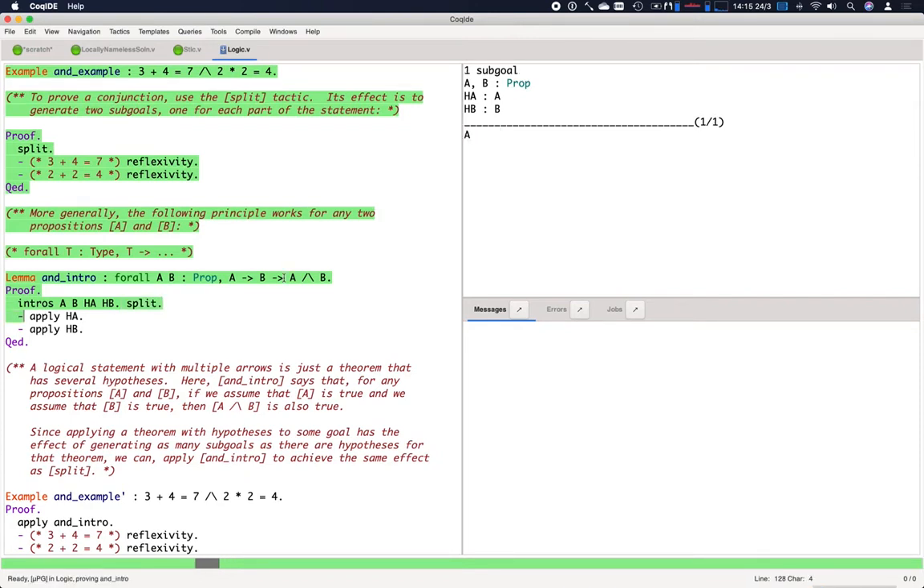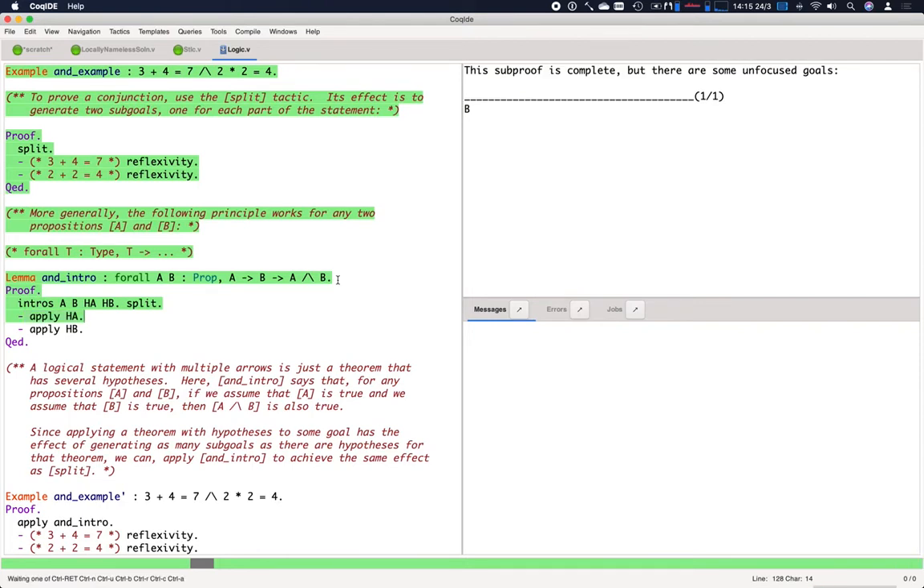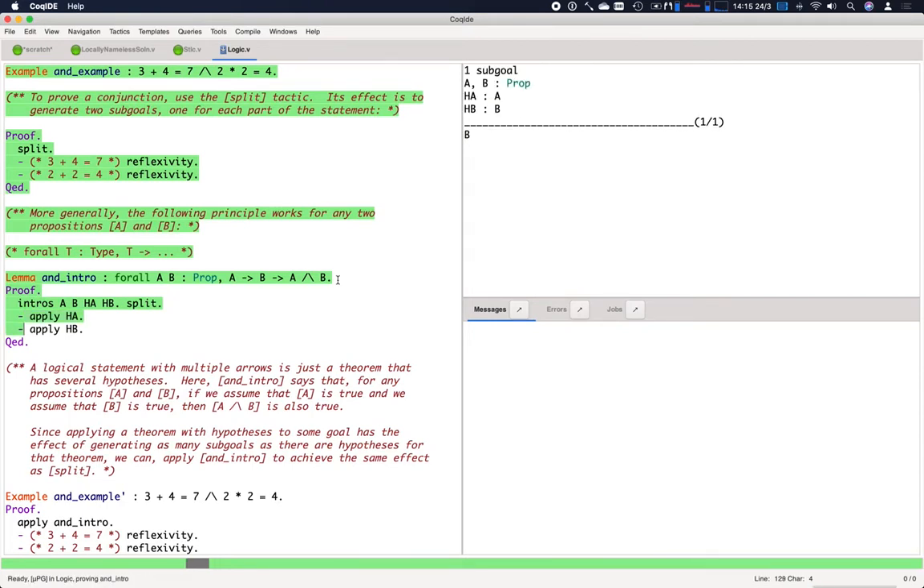And one goal is to say, well, now we need a proof of A. Well, we already have one of those, which is HA, so we can just apply that. You could also use the assumption tactic there. And similarly, on the other goal, the goal is B, and we've already got a proof of B, which is HB. All right, so that's a very simple theorem.